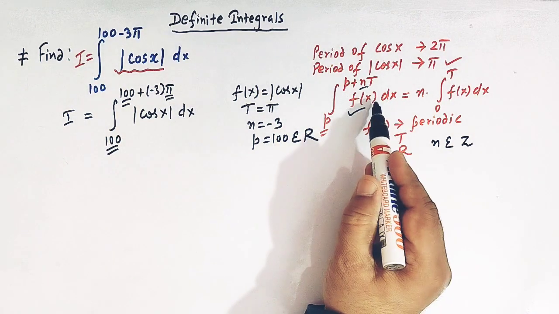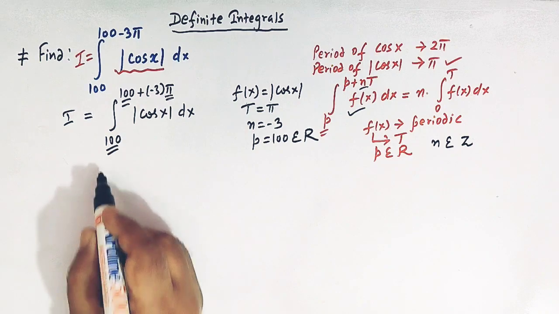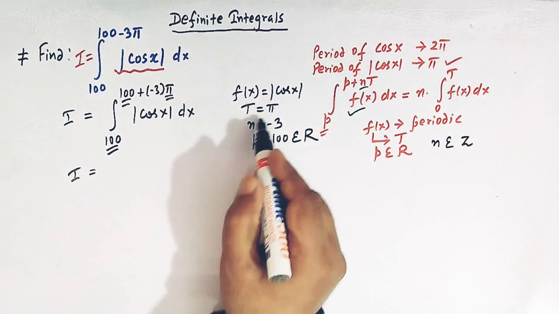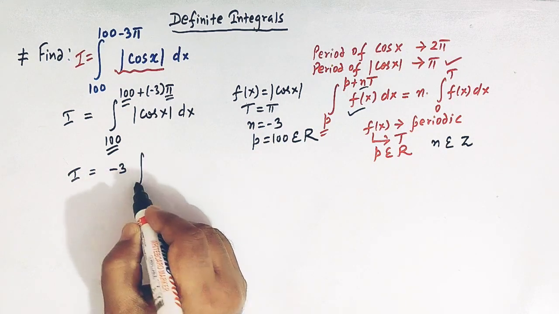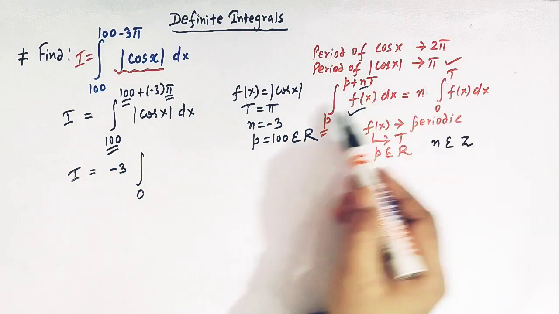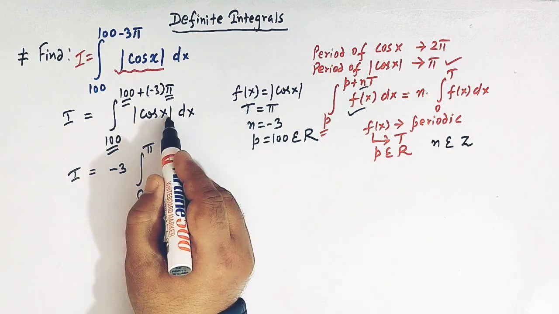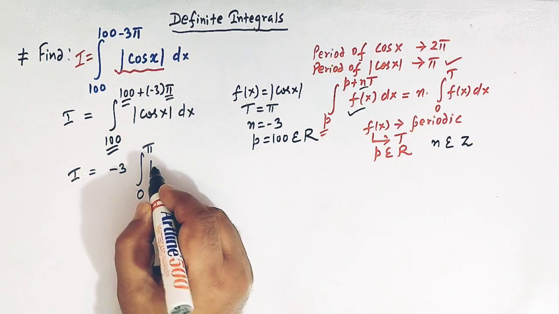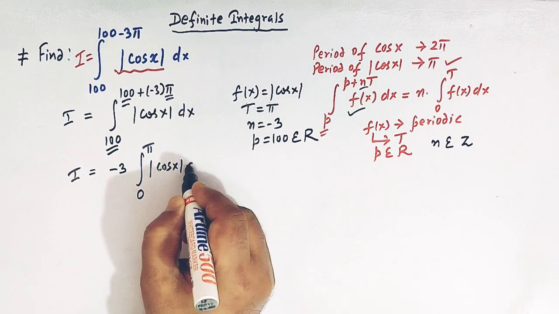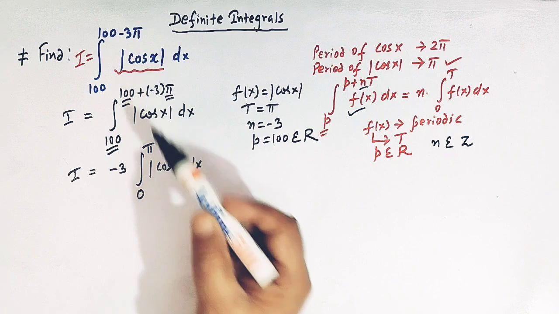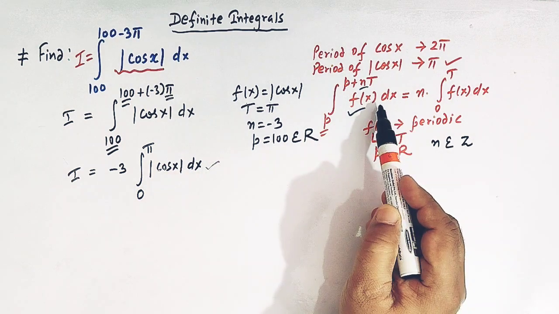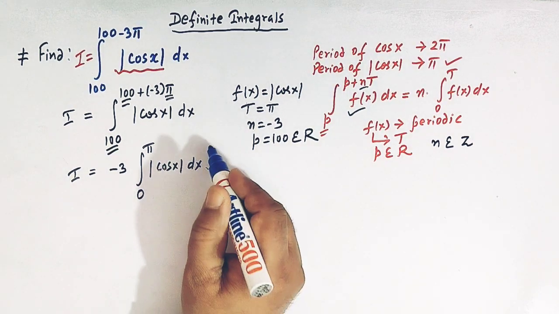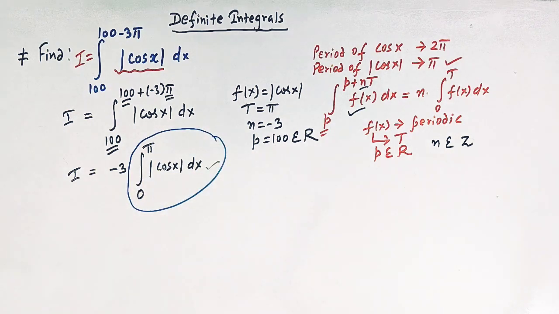Now if we apply this property to this integral, then it can be rewritten as n times, that is minus 3 times, the integral from 0 to T. T is pi because the period of mod of cos x is pi, and here we have the function f of x, that is mod of cos x. So now this integral is simplified by using this property. Our aim is to find the value of this integral.